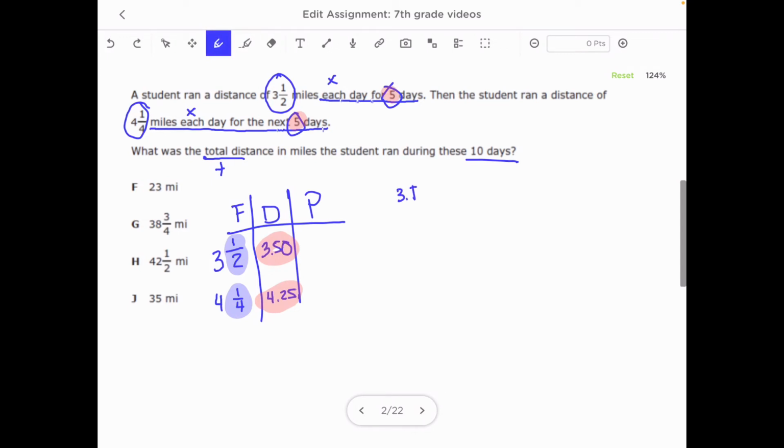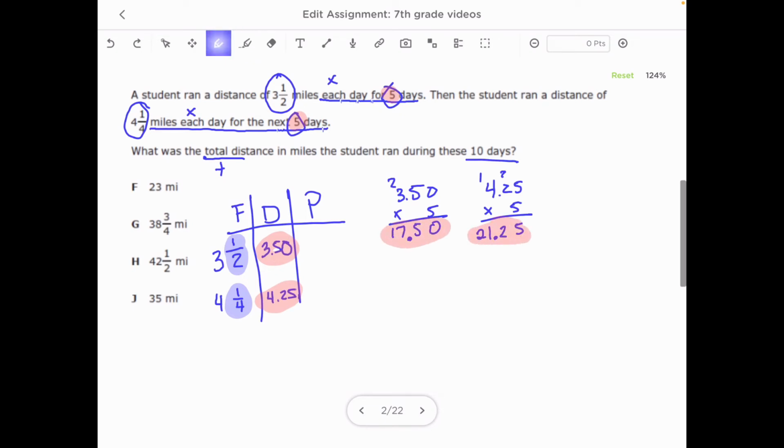So 3.50 times 5. 5 times 0 is 0. 5 times 5 is 25. Carry the 2. That's 15 plus 2 more is 17. Don't forget your decimal point. All right, so now I'm going to do the other one. The 4.25 times 5. 5 times 5 is 25. Carry the 2. That's 12. Carry the 1. That's 21. Don't forget your decimal.